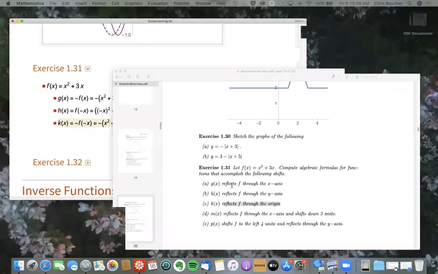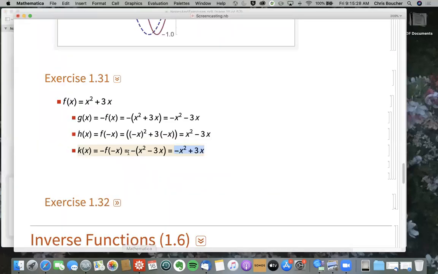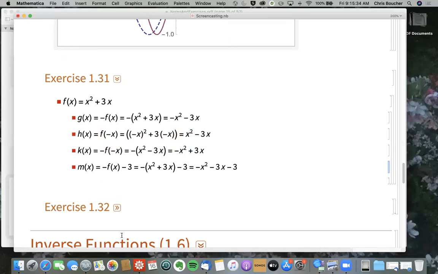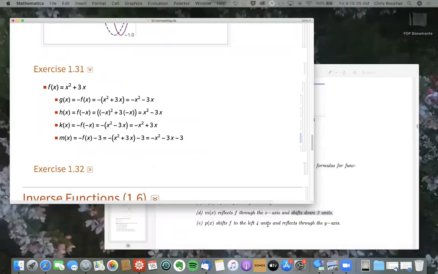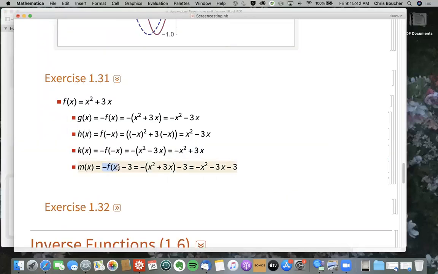Okay, what's next? So here I want to do 2 different kinds of transformations, right? A reflection through the x-axis and a vertical shift down 3 units. So reflection through the x-axis means I'm going to negate the function value, and shifting down means I'm going to subtract 3 from the function value. So what that looks like is this. Right, so through the x-axis means negate the function value. So just this piece here, that's the reflection. And then when I subtract 3, that shifts down.